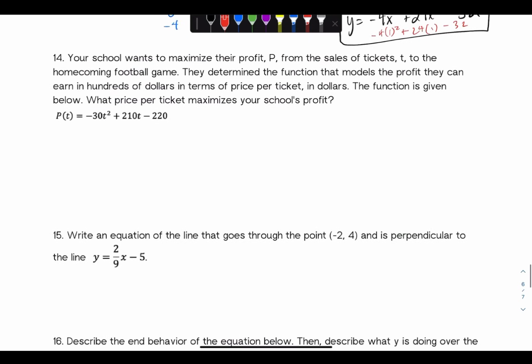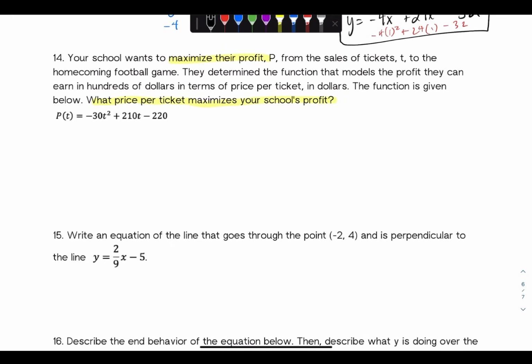So number 14, your school wants to maximize their profit from the sales of tickets to the homecoming football game. They determine the function that models the profit they can earn in hundreds of dollars in terms of price per ticket in dollars. The function is given below. What price per ticket maximizes your school's profit?